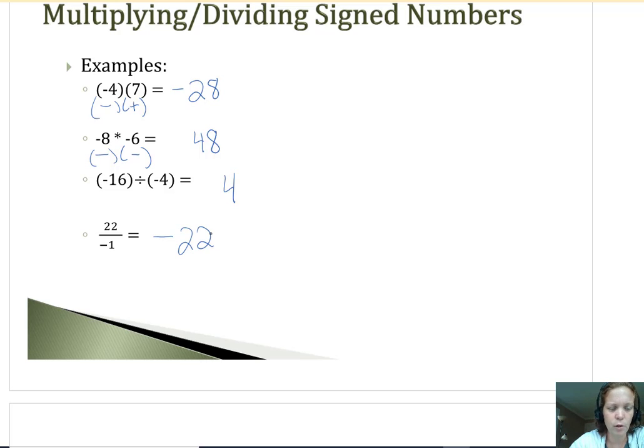Notice too all the different notations. The top one, the parentheses right next to each other, that means multiply. A little star like that means multiply. Division could be the traditional division sign or a fraction line.